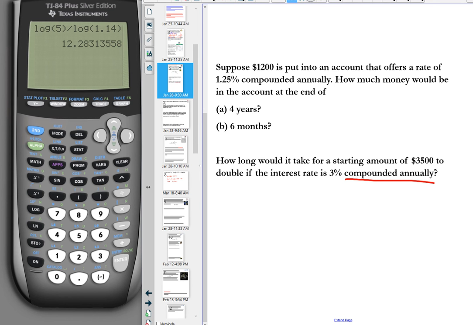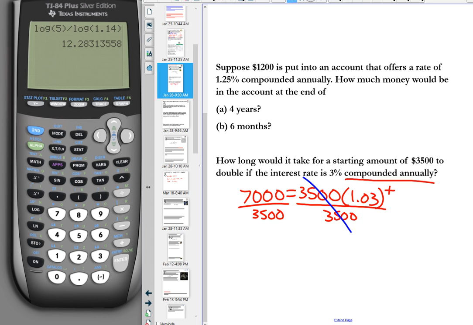What would my final amount be here? If the starting amount was 3,500, I want to know how long it would take to double. What's my final amount going to be? 7,000. And those of you that are particularly sharp, you're going to see something happen now. The original was 3,500 and 3%, so my growth factor is 1.03 to the power of time. But when I get the t by itself, what am I doing first? Divide by 3,500.